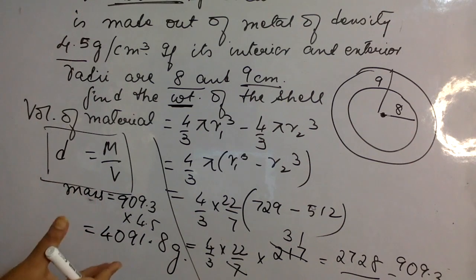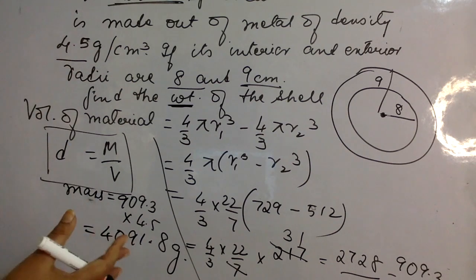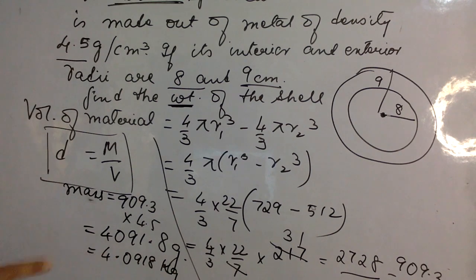Okay, so we don't talk like this. If it is 4091.8, because it is more than 1000 grams, we should convert it to kg. So what we do, we divide it by 1000, and this is our answer, this many kg. 4.0918 kg is the weight of the hollow sphere when the density has been provided.